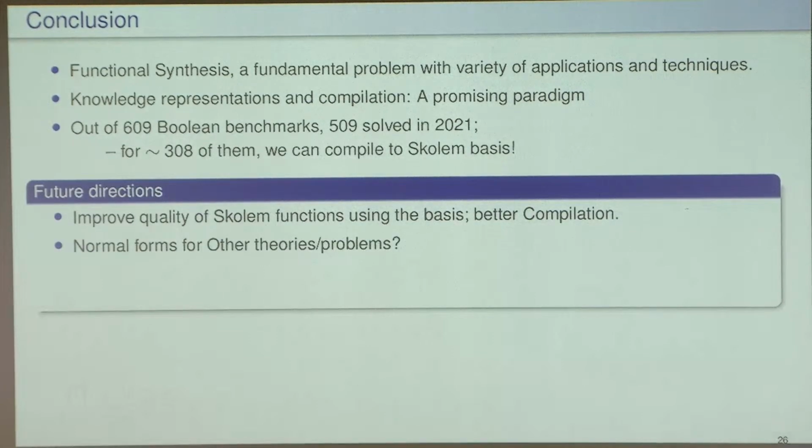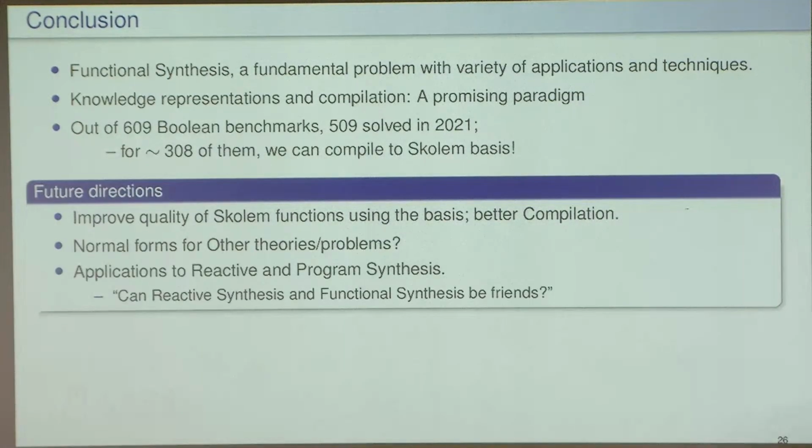What about future directions? First is to actually use this with a logic optimizer and build a tool which can do better Skolem synthesis. This is still work in progress. We don't have the algorithms yet. The second is to build normal forms and knowledge representations going beyond the Boolean case. For instance, we already spoke about LRA. Do these normal forms work there? Right? This is a question which we do not have an answer to, but we have nice hopes.